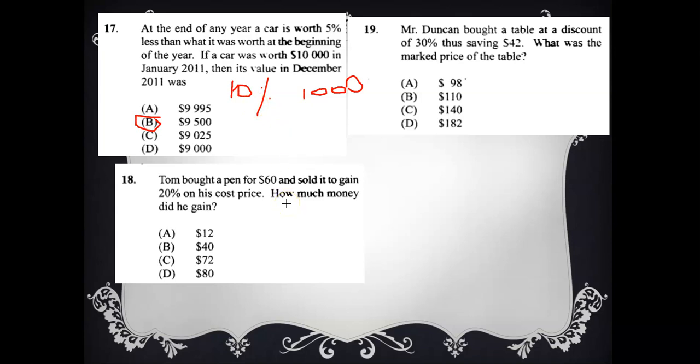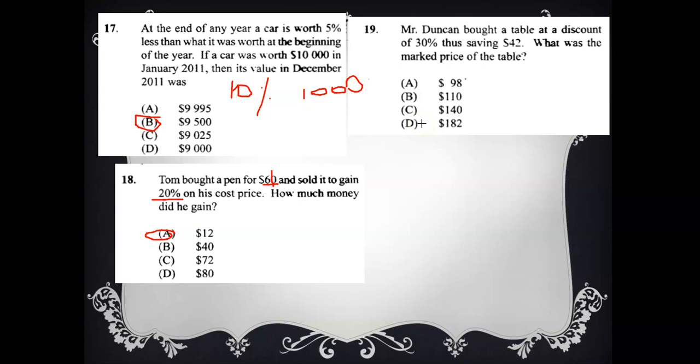Question 18. Tom bought a pen for $60 and sold it to gain 20% on his cost price. How much money did he gain? Same principle applied. We did this question before. 10% of $60, we simply drop the 0. So 10% of $60 is $6. So 20% would be double $6. So that would be $12.